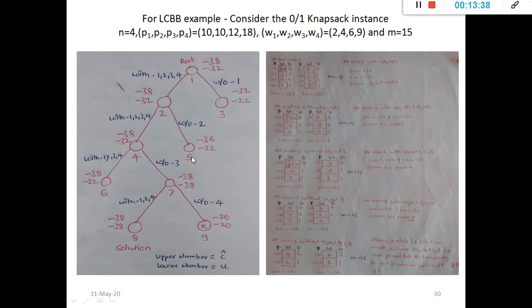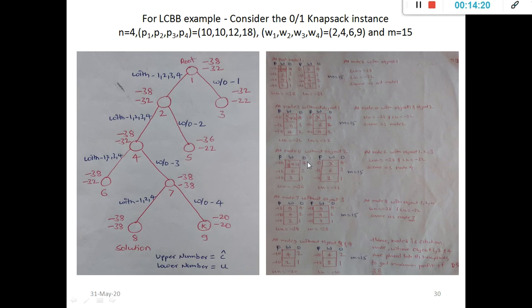Then at node 5 you have to calculate the upper number and lower number without placing object 2 into the knapsack, as shown in this diagram. When you place object 1 into the knapsack, its weight is 2 and profit is minus 10. We are not placing object 2 because we are calculating the values at node 5 without object 2. That's why directly place object 3 into the knapsack, its weight is 6 and profit is minus 12. Then the remaining space available in the knapsack is 7. That's why 7 divided by 9 into 18.